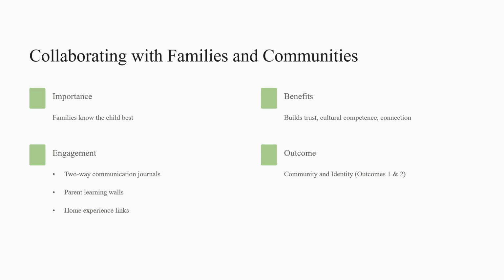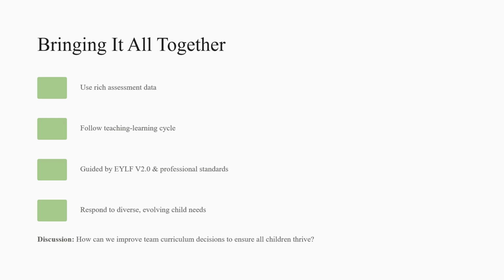On slide number 10, which is bringing it all together, to summarize: use rich assessment data, follow the teaching learning cycle, stay guided by EYLF V2.0 and professional standards, and most importantly, respond flexibly to the evolving needs of children. The discussion prompt is this: how can we improve our team's curriculum decisions to ensure every child, regardless of background, has the opportunity to thrive?